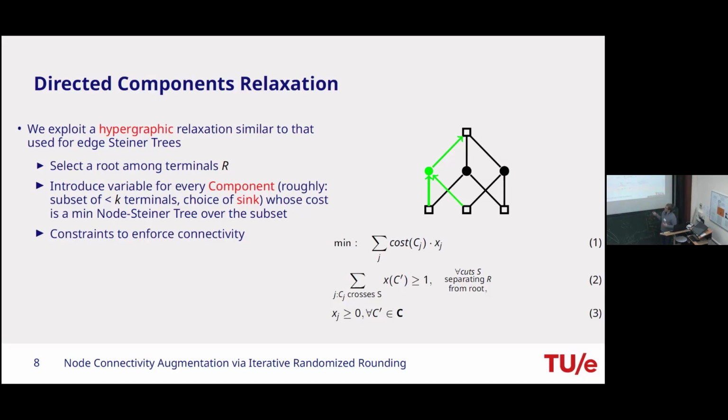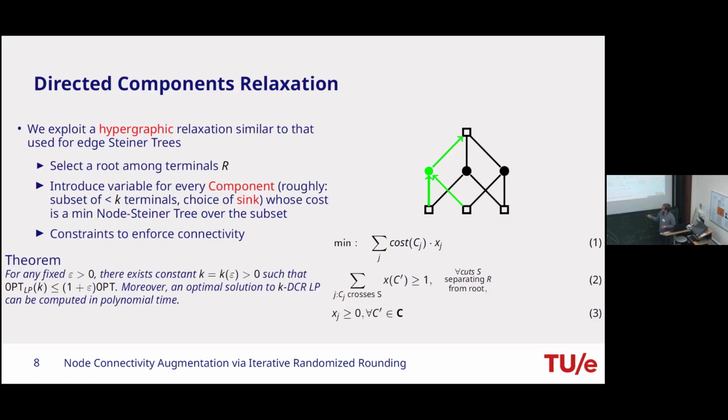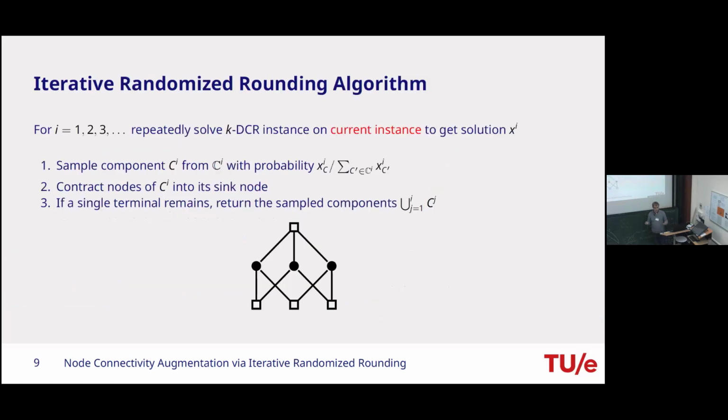So because we have at most two terminals, we can prove this theorem, which just says that for any epsilon, you can find a k such that the optimal value of this LP is at most 1 plus epsilon times the optimal value of the integral solution, and that we can find it in polynomial time. And then we can use this theorem for the following algorithm, which is the iterative randomized rounding algorithm.